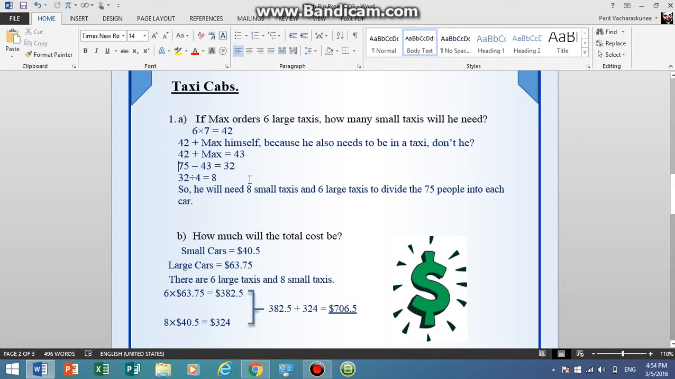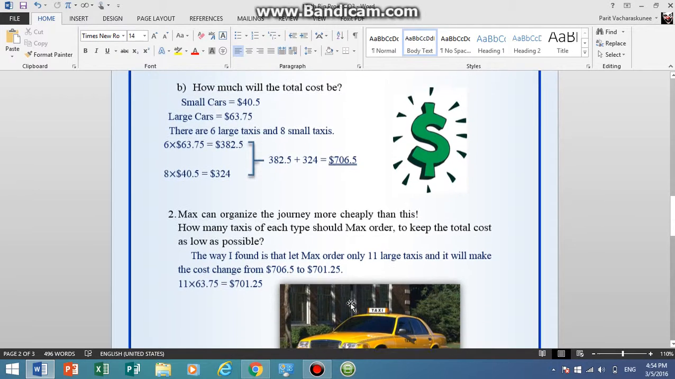The next one is: how much will the total cost be? Small cars cost $40.5 and large cars cost $63.75. There are 6 large taxis and 8 small taxis. 6 times 63.75 equals 382.5. And 8 times 40.5 equals 324, which you add up, and it is equal to $706.5.